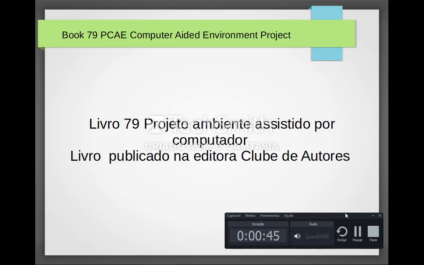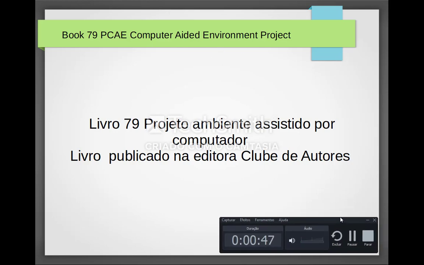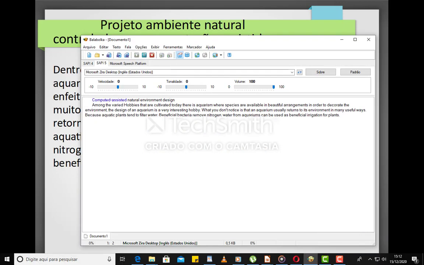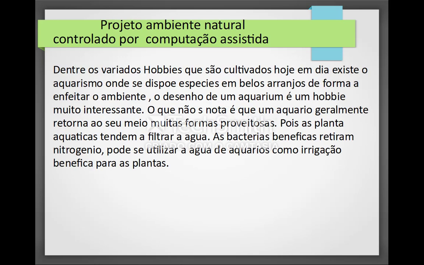Abstract. Again, I've been gathering my ideas, forgive my inability to write. Computer-assisted natural environment design. Among the varied hobbies that are cultivated today, there is aquarism, where species are displayed in beautiful arrangements in order to decorate the environment. The design of an aquarium is a very interesting hobby. What you don't notice is that an aquarium usually returns to its environment in many useful ways.